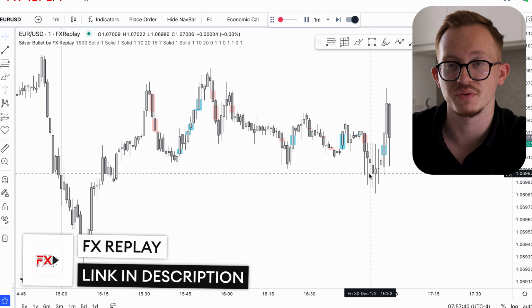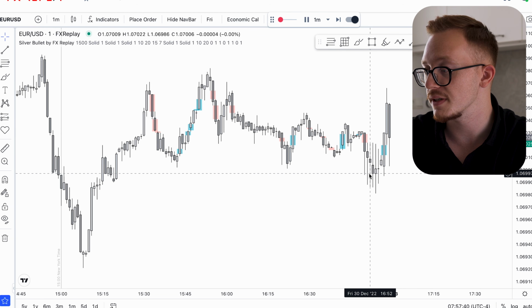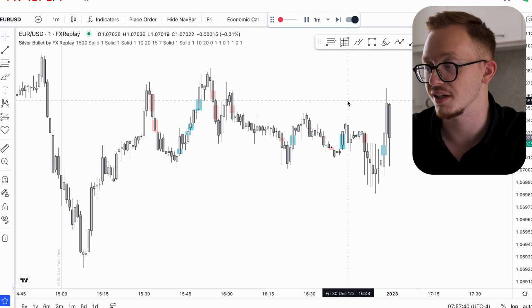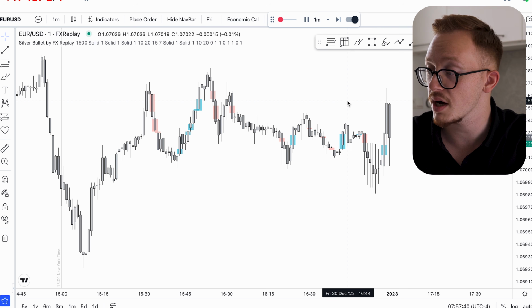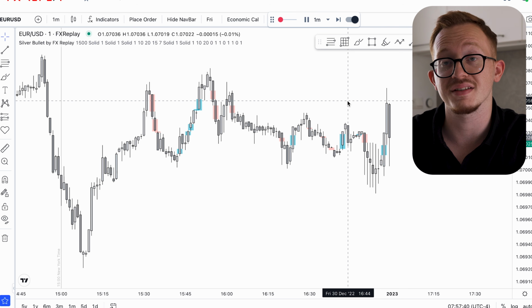So right now we're in FX Replay. We took Euro USD with us, one of the 3 pairs that was listed. We're on the 1 minute, and as you can see, we have blue and red boxes. This is called the silver bullet indicator. Basically what it does, it is going to mark these boxes out for us so that it will be really easy. These are fair value gaps, and it will mark the sessions out for us.